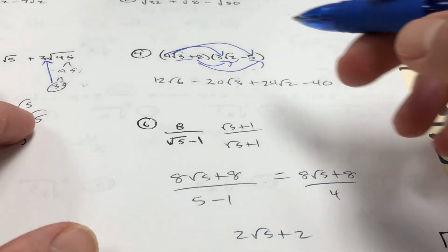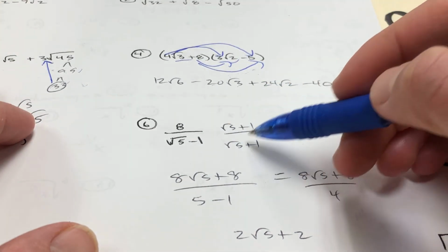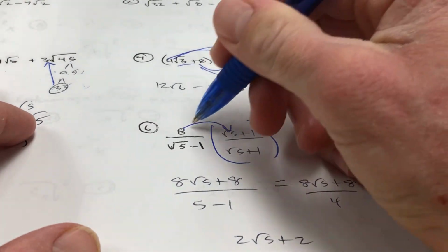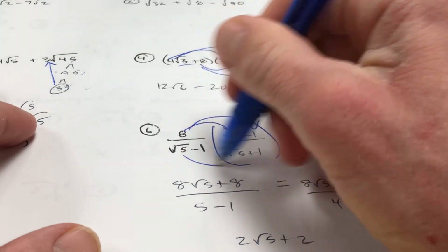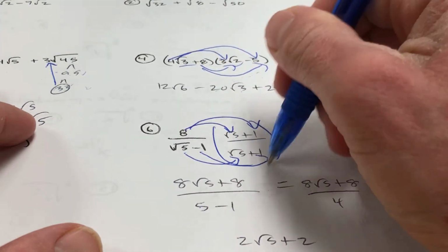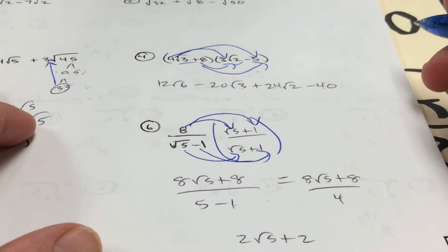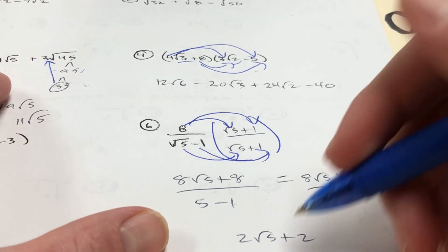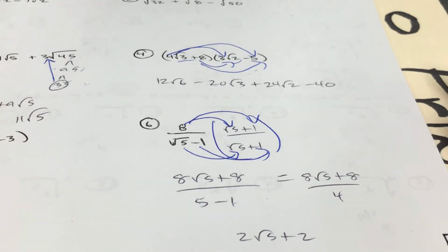Okay, on number 6, I'm going to multiply top and bottom by root 5 plus 1. 8 root 5 plus 8 over root 5 times root 5 is 5, minus 1. I'm going to divide everything by 4. We'll be left with 2 root 5 plus 2.